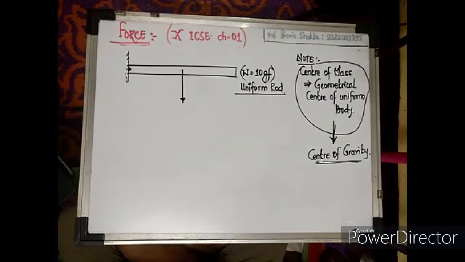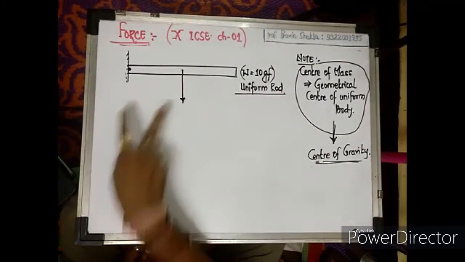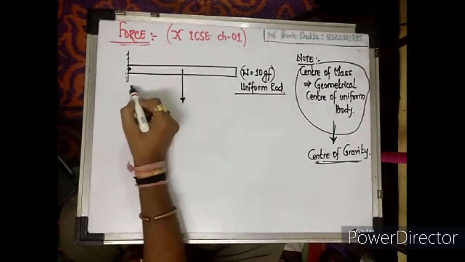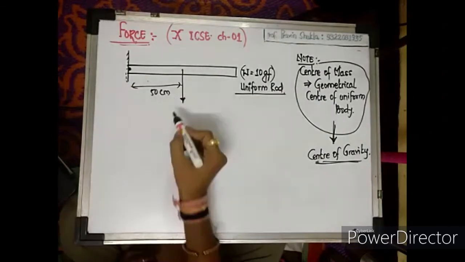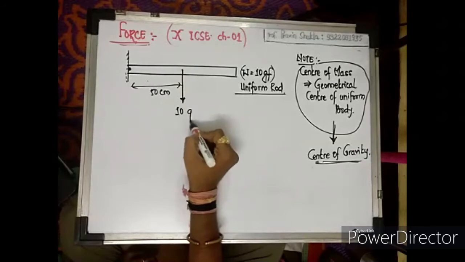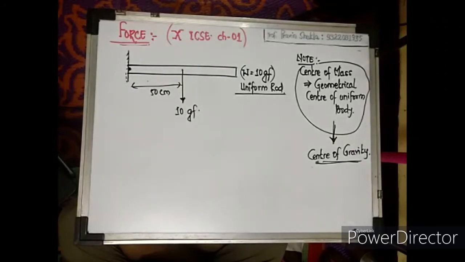So here we go. We have got this distance as 50 centimeter, and this is 10 gram force. I think now it is solved. Now you can find out the moment of force very easily. It is 500 GFCM. Very good.